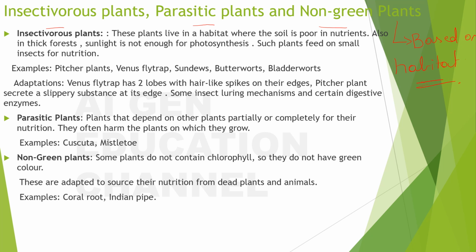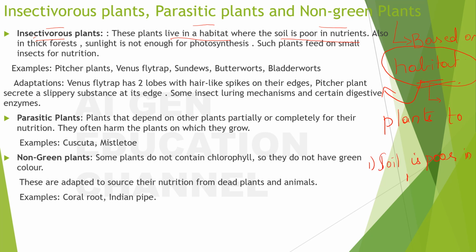Now we have to correlate, right? What habitat has contributed for this type of insectivorous plants to get developed? Tell me that. Just think. Okay. So there should be some characteristics of the habitat which help these insectivorous plants to first of all evolve in nature, right? So insectivorous plants live in a habitat where the soil is poor in nutrients. So as I have said, the characteristic of that habitat is soil is poor in nutrients, right?